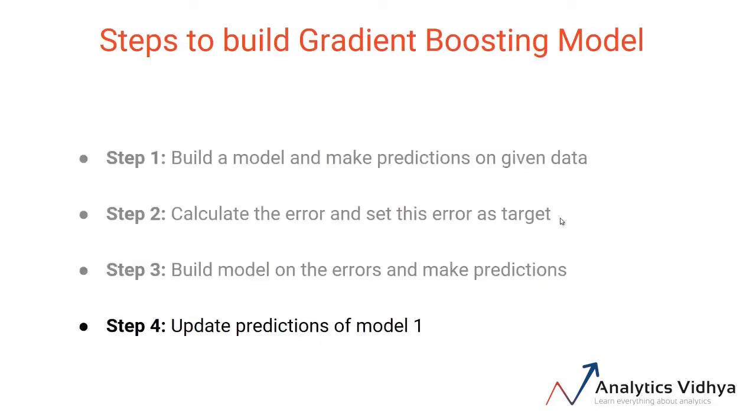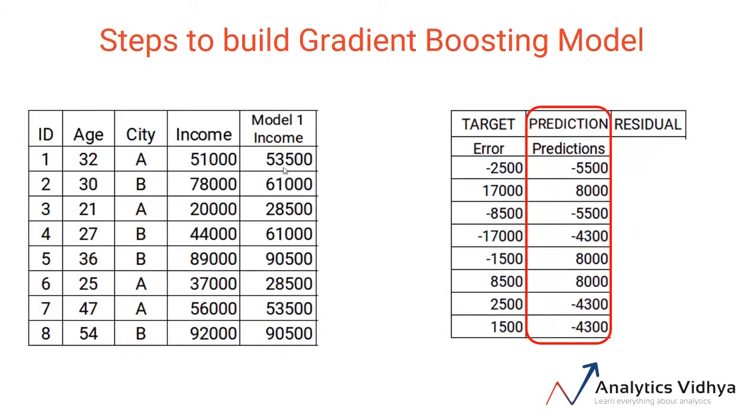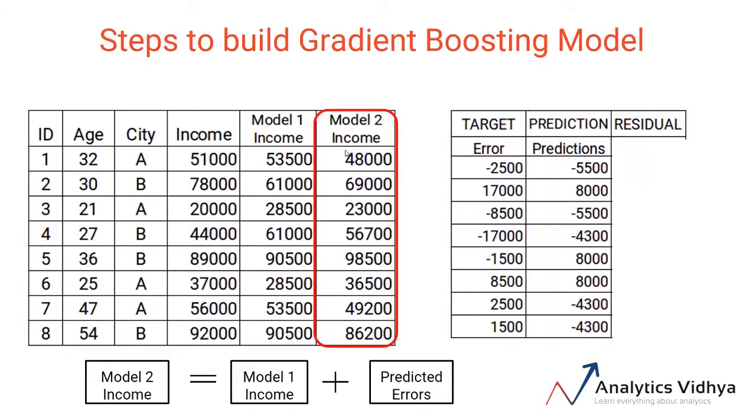Now what we have to do is update the predictions of model 1. So we go back to this data. We had the predictions by model 1, which were, let's say for ID1, we can see the actual value was 51,000. The prediction was 53,500. Now we'll add these predicted errors to the model 1 predictions and get the updated model predictions, which will be predictions by model 2. So these right here are my updated predictions, which I have calculated using the model 1 predictions and the generated error. As you can see, the new predictions are closer to my actual income values.